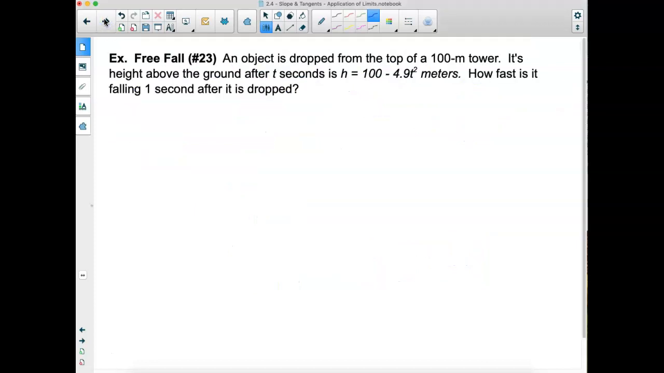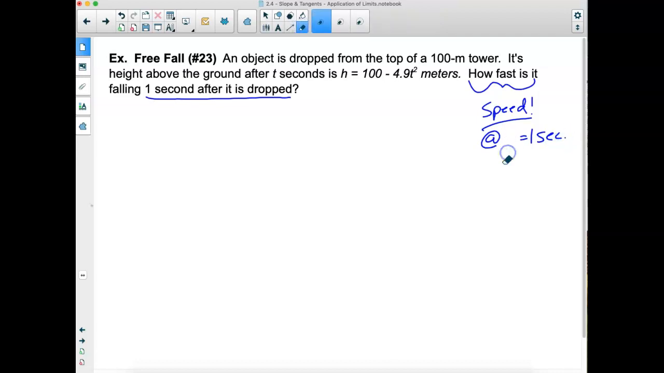And the very last one, free fall, okay? I can tell by my equation, I'm back on Earth here. Okay, an object is dropped from the top of a 100-meter tower. Its height above the ground after t seconds is h equals 100 minus 4.9 t squared meters. How fast is it falling, speed, 1 second after it is dropped? Speed at t equals 1 second. And it's not an x, it's a t.